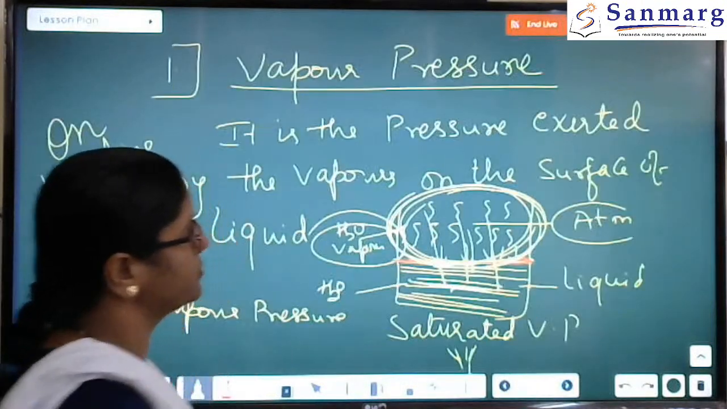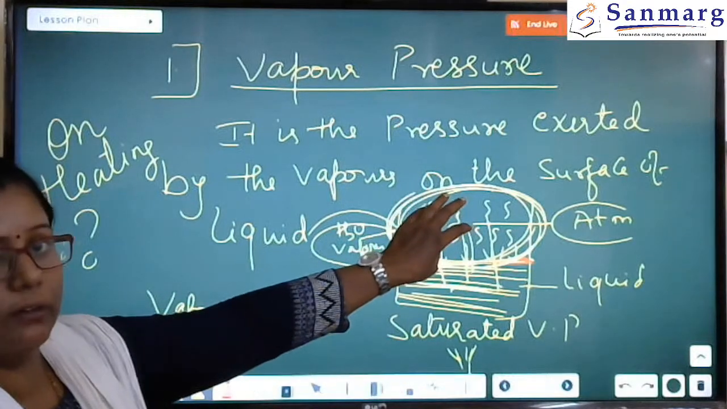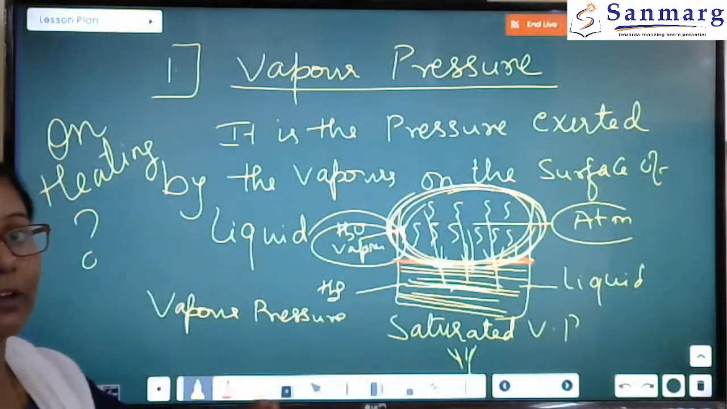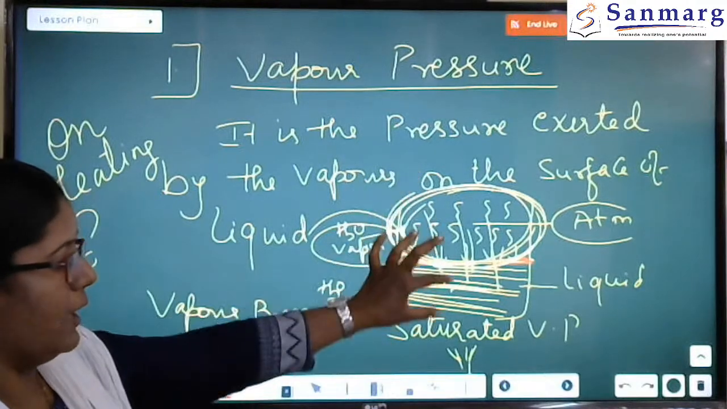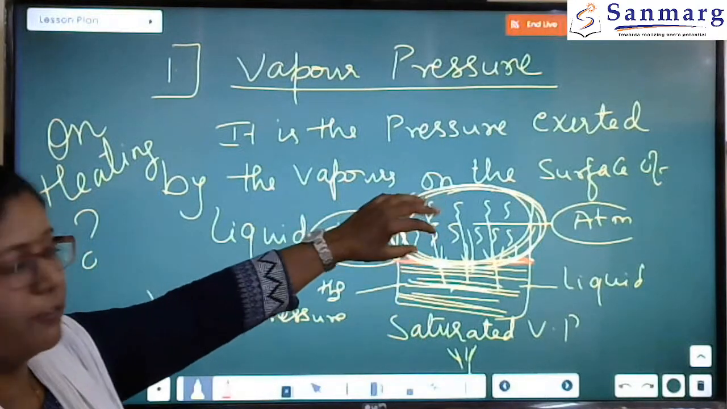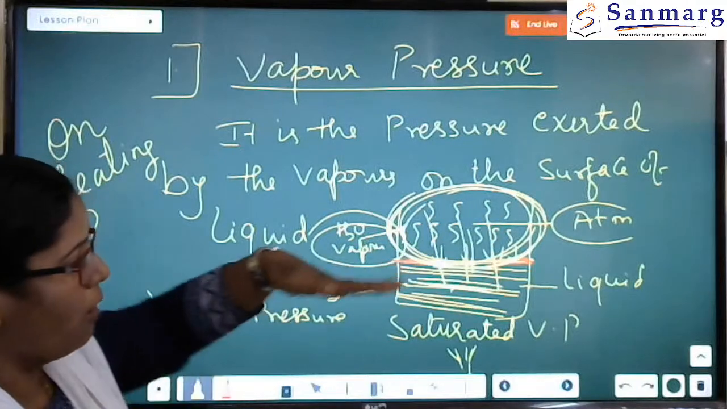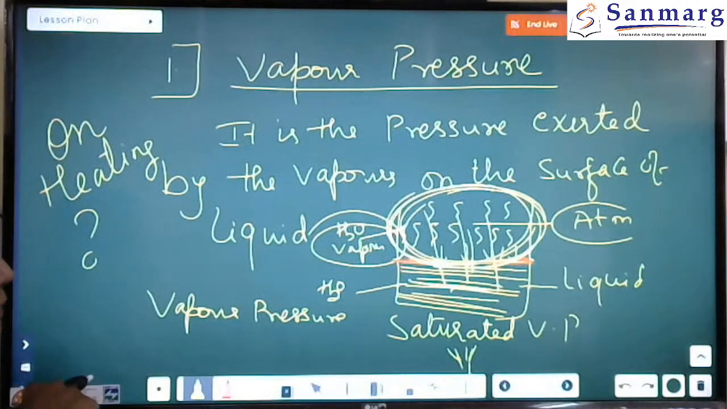What is vapor pressure? Normally the vapors of the liquid and the liquid are in equilibrium. Equilibrium means both are balanced. Vapors of liquid and liquid both are in equilibrium. Okay, the pressure exerted by the vapor on the surface of the liquid is called vapor pressure. This is also called saturated vapor pressure.